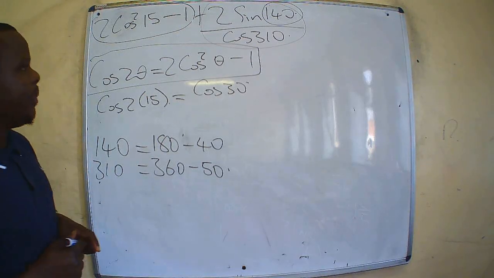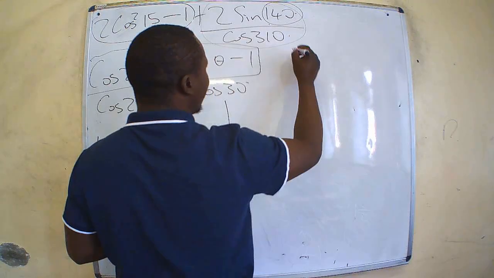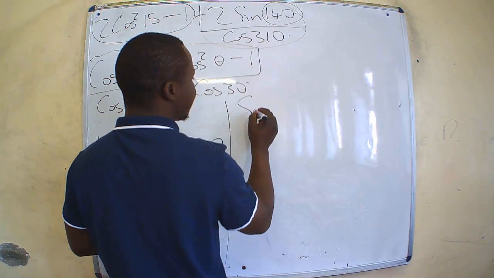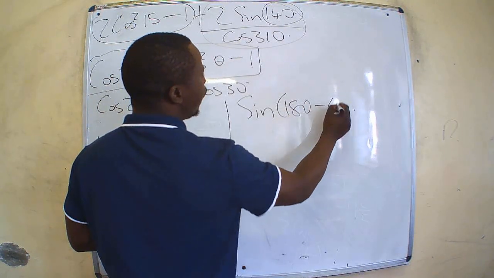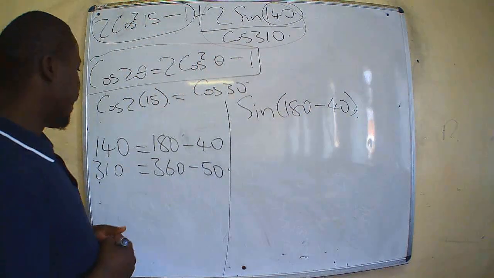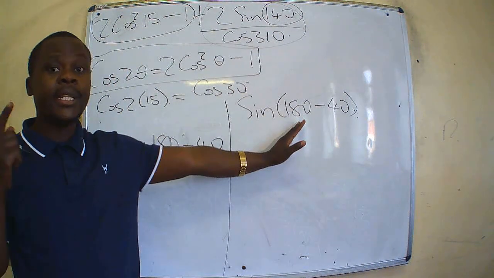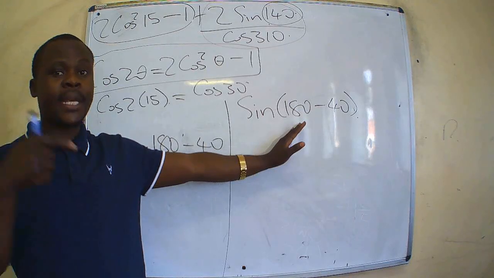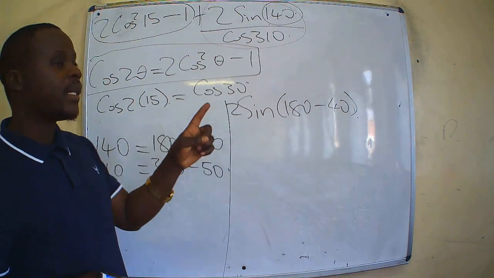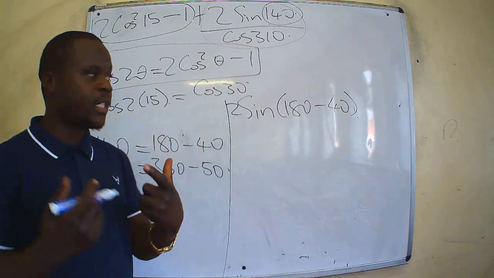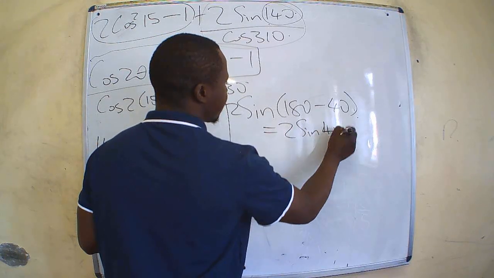Okay, so we're going to replace sine 140, which means this is going to be sine 180 minus 40. Now, sine 180 minus 40, in which quadrant do we find 180 minus? It is in the second quadrant. In the second quadrant, we find sine 180 minus theta to be positive. So this can become 2 sine 40.